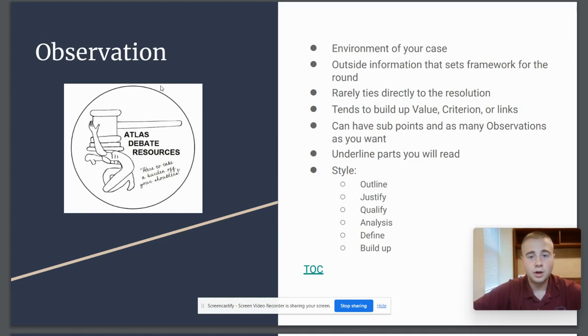These next three parts we're going to talk about, observation, contention, and analysis, are what make up the body of your case, so the vast majority, the meat. The observation would be like the environment around your body, not necessarily the body itself, just kind of what's going on around. What makes observations unique is that it's outside information that sets the framework for the round. Usually, observations have nothing to do with what the round or the resolution's about.